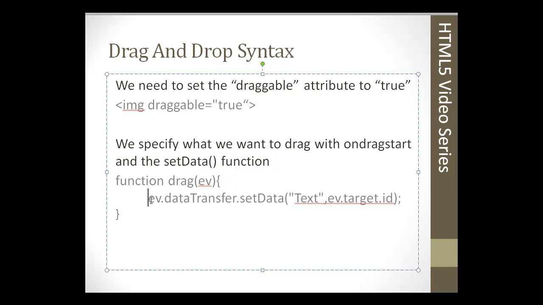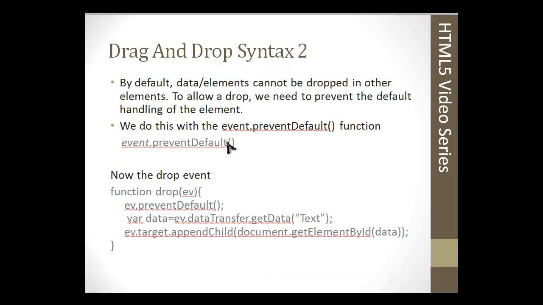And then we have the ev.dataTransfer.setData method, which sets the data type and the value of the drag data. So this would be the value of the drag data and the type, text.